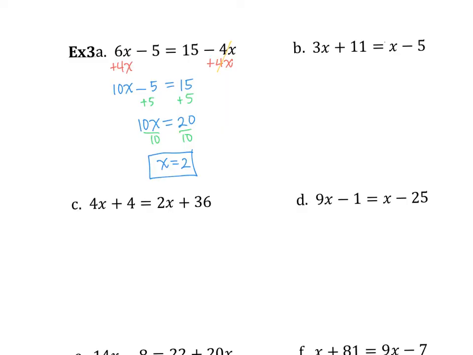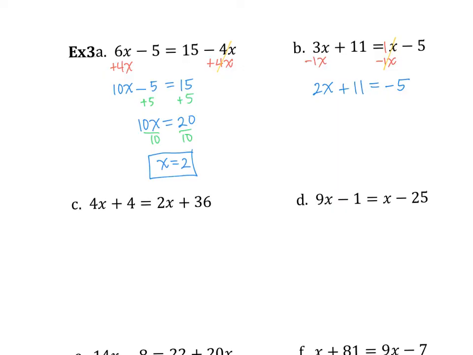On the right side, I have a 1x. Since it's a 1x, I'm going to subtract 1x to cancel it. Then I need to line it up under the x column. 3x minus 1x is 2x plus 11 equals, these cancel, and that's a minus 5, so I need to bring down a minus 5.